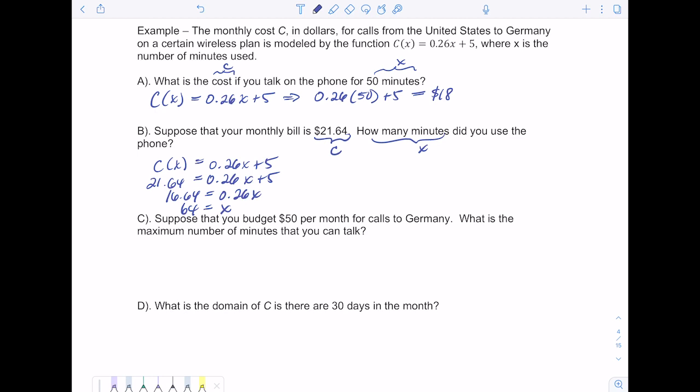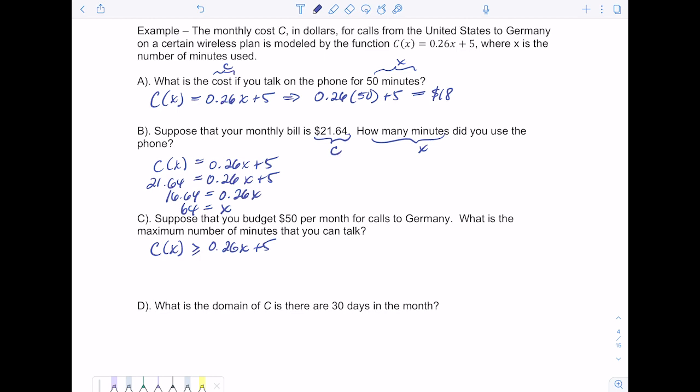Okay, letter C. Suppose that you budget $50 per month for calls to Germany. What is the maximum number of minutes that you can talk? So now we're talking about an inequality. You don't want to go over $50 a month. That's the most that you would like to spend on your bill. So this equation now becomes an inequality.